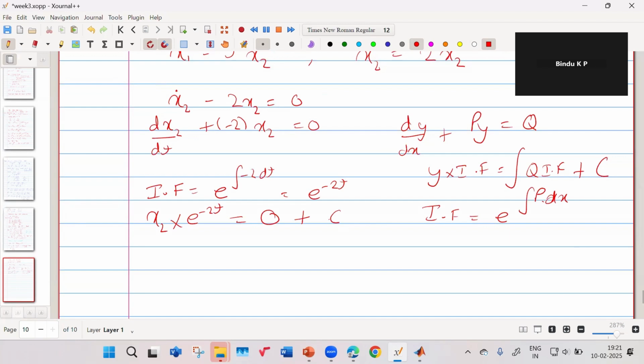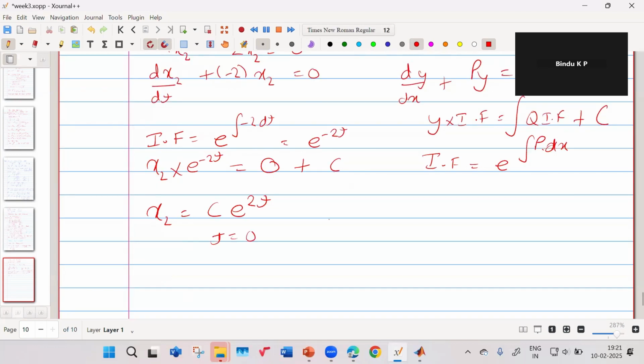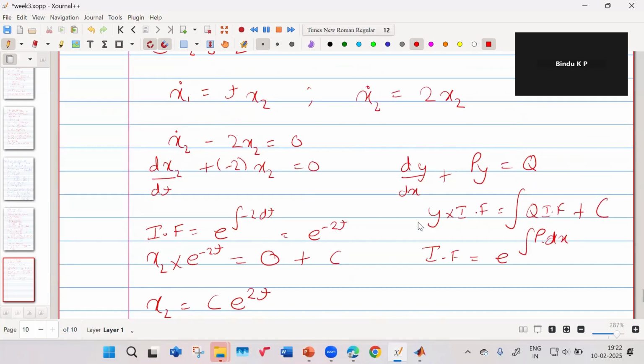So our x2 is actually c into e to the power 2t. Now when we put t equal to 0, x2 of 0 is equal to c. So therefore our x2 is x2(0) into e to the power 2t. Here x2(0) is the initial condition. So this is the expression for x2.